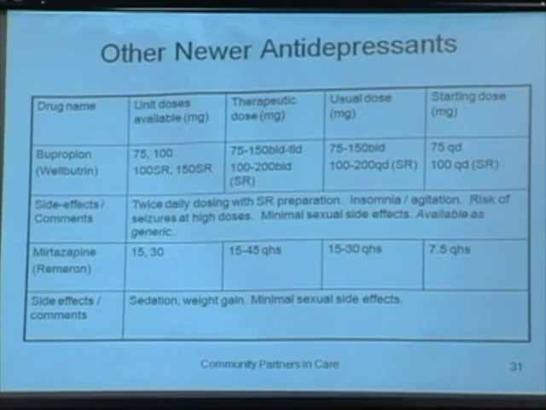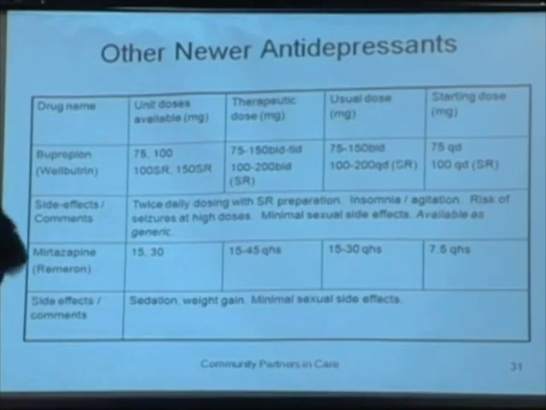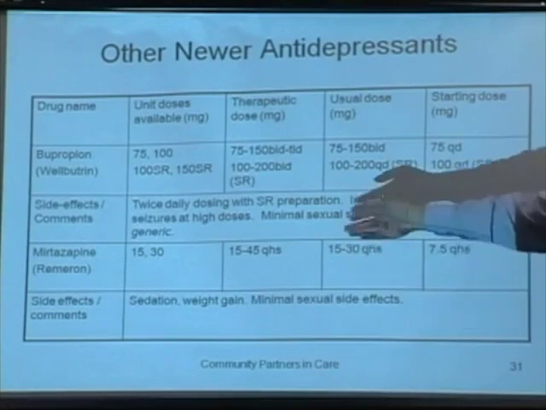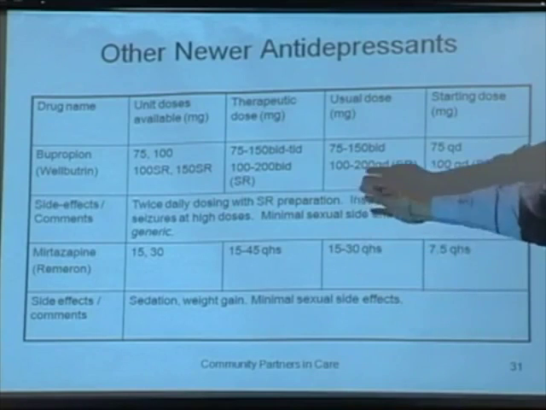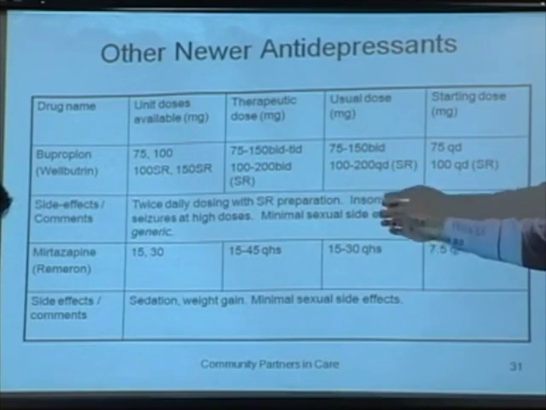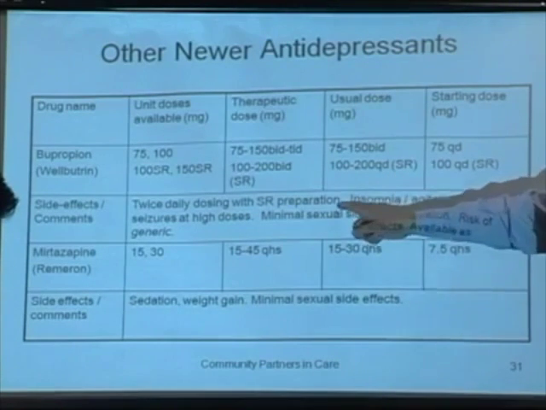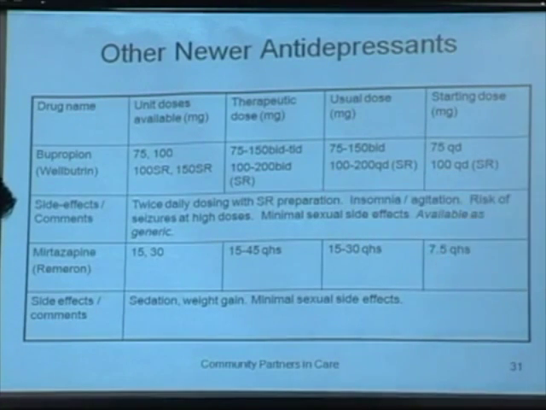Some other newer medications: bupropion or Wellbutrin. Again, this is also available as generic. So this is a medication that you might also see other patients on if they were smoking. Many of our patients often are smokers, and this is one that is used to help with smoking cessation. So you can see that in terms of the frequency of dosing, it's a little bit more frequent. In terms of the usual range, sometimes we can get away with once daily dosing with the sustained release preparation, or we might need to go to twice daily dosing.